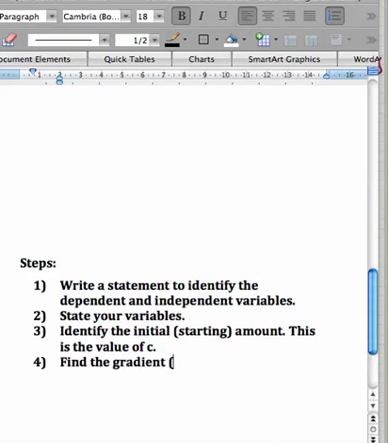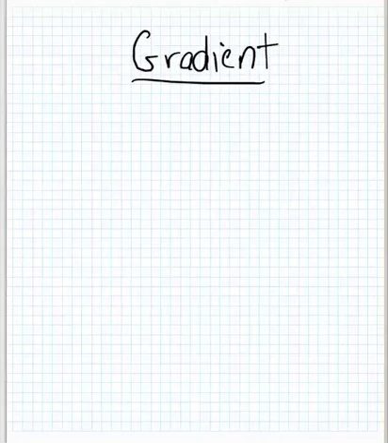And we know the gradient, we use the symbol M. Okay, now let's recap on what the gradient is. Just to recap, when it comes to straight lines and graphs, gradient is how steep a line is, or the slope.